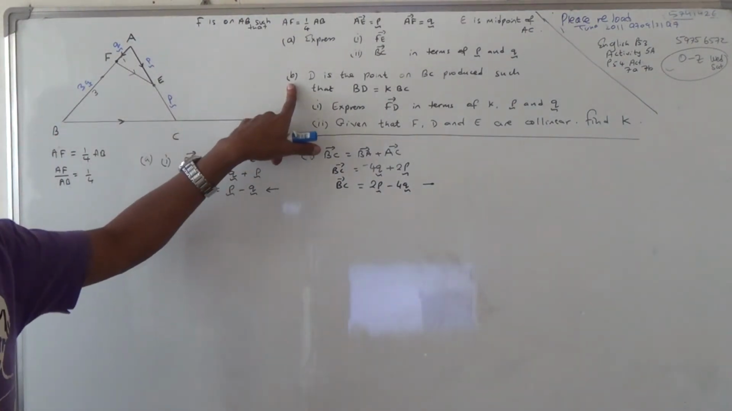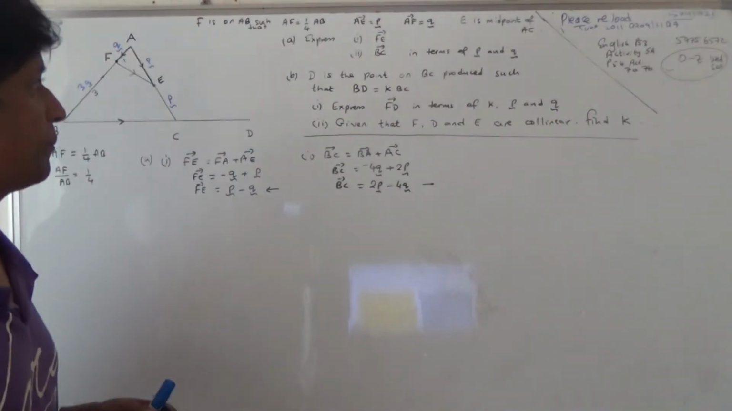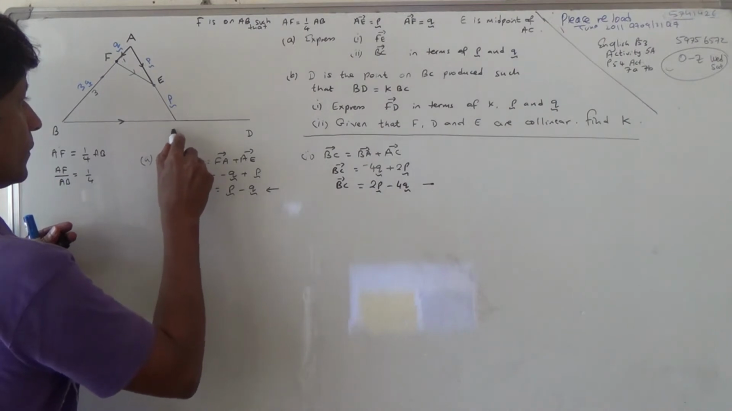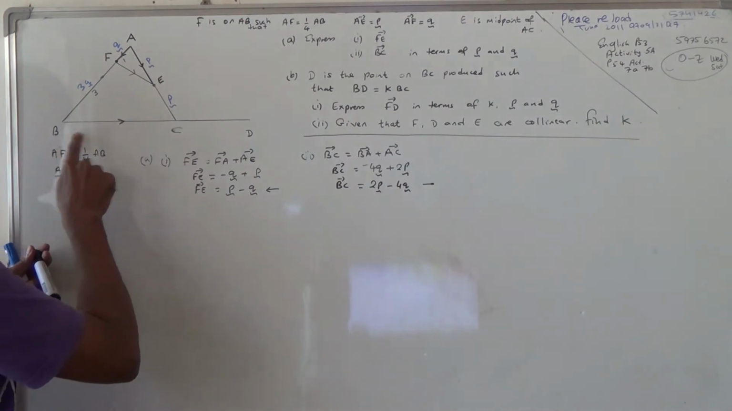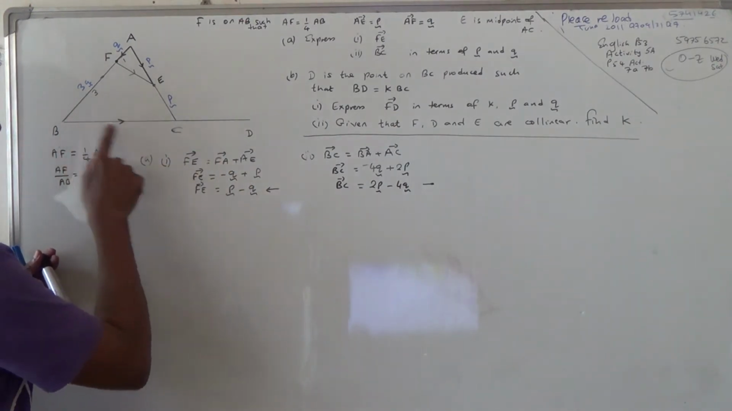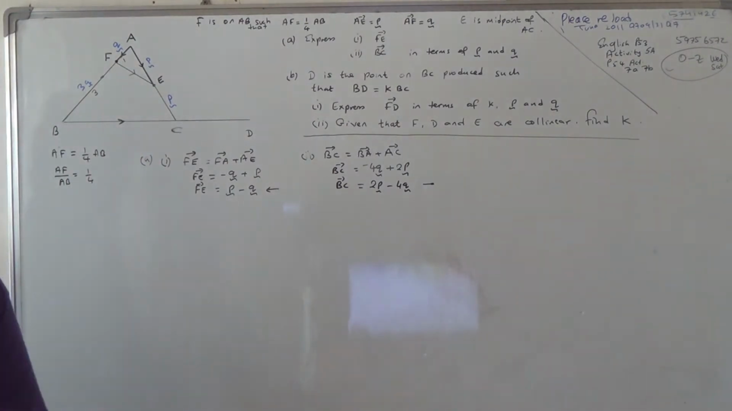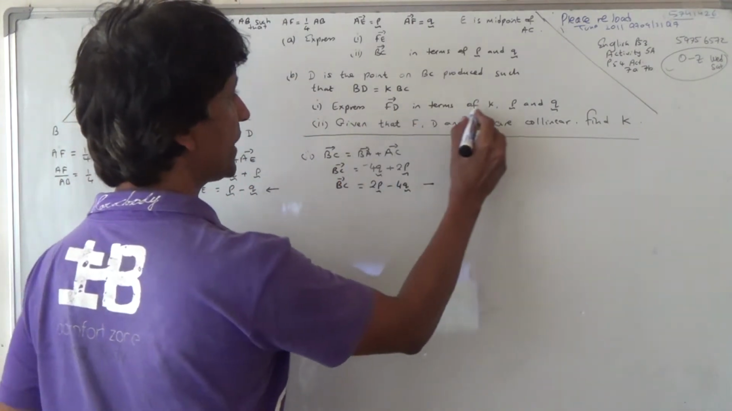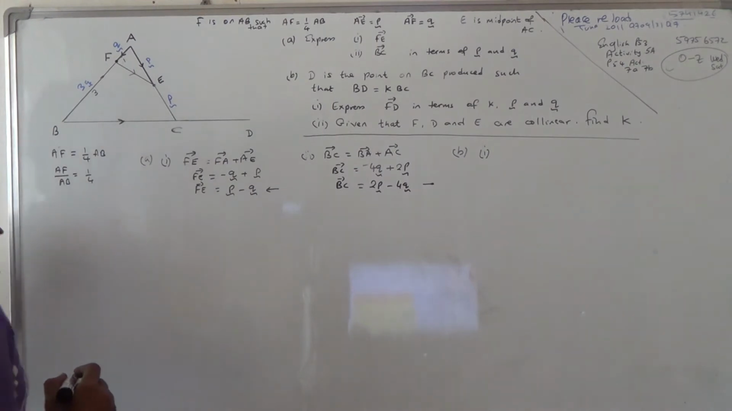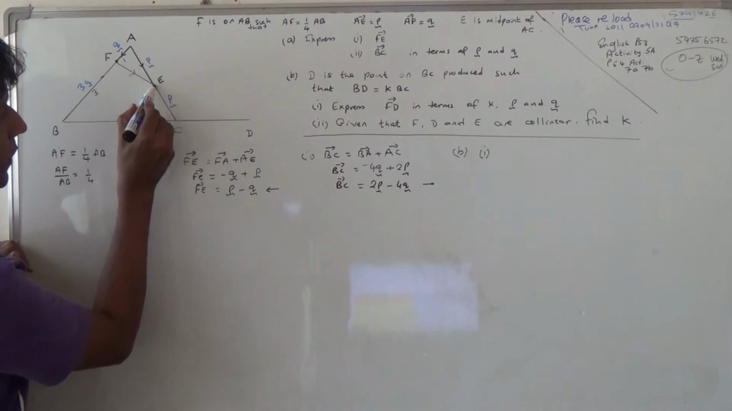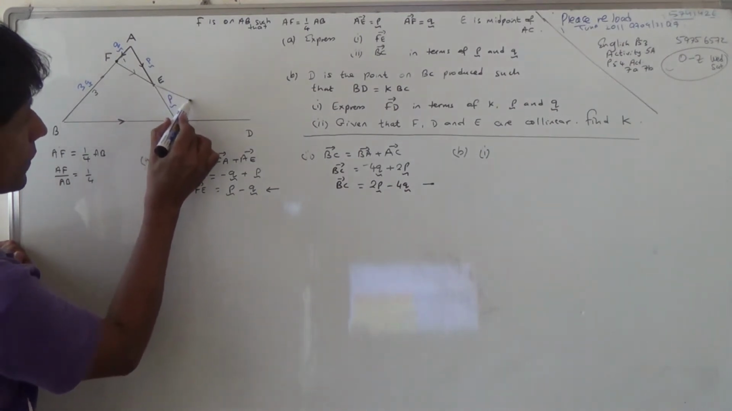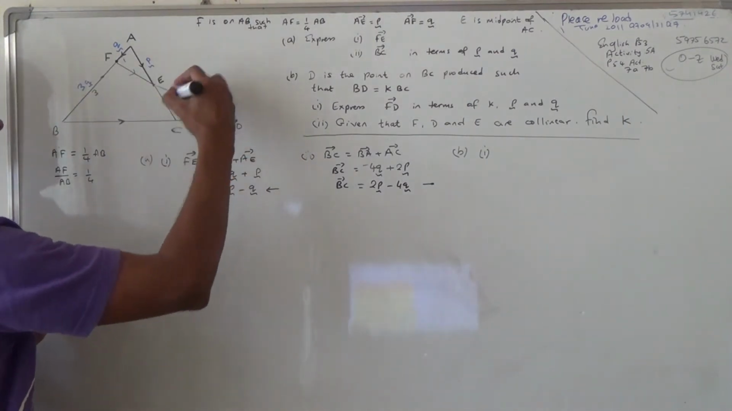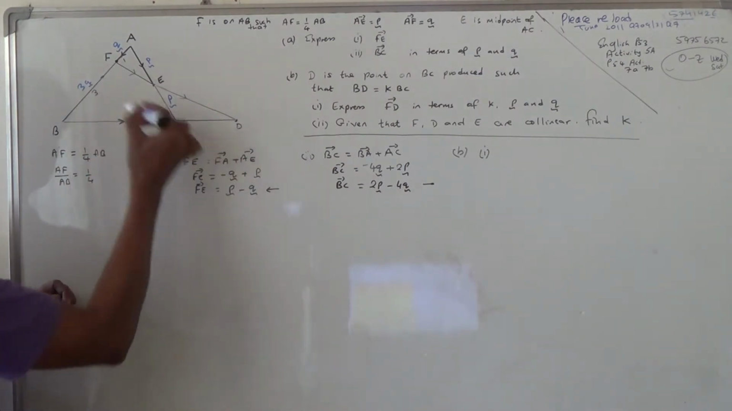Now, for part B, D is the point on BC produced such that BD is equal to K BC. Okay, here we go. We want to go from B to D, so we're going to have to multiply BC by K. So for part B, first part, express FD in terms of K. We want to find FD, and this is going in this direction. Let's say D is a point here. This is like a straight line. So FD is equal to FB plus BD.